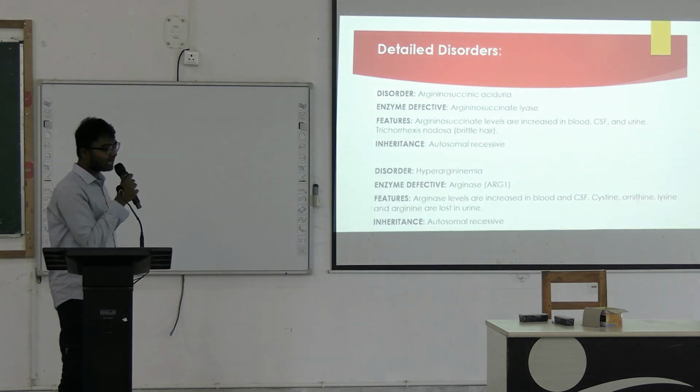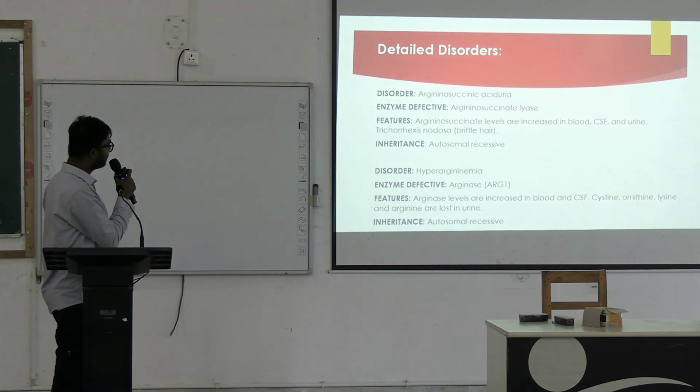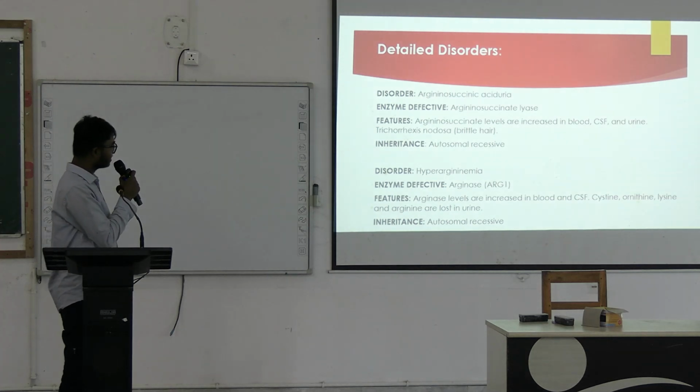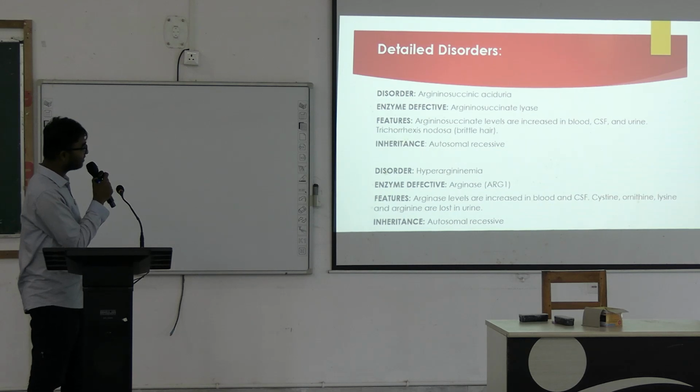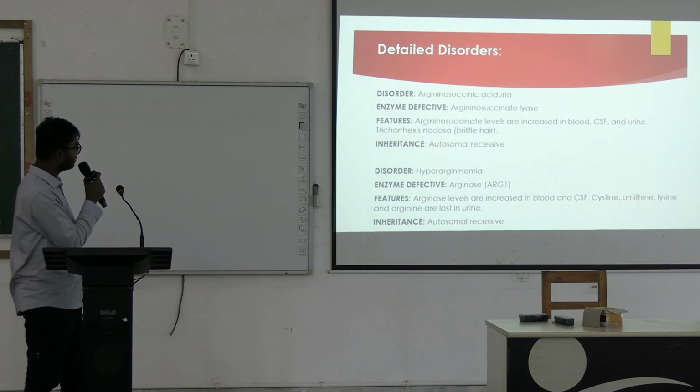Then hyperargininemia, enzyme deficient is arginase. Features: arginine levels are increased in blood and CSF, and cystine, ornithine, lysine, and arginine are lost in urine. It is also autosomal recessive.